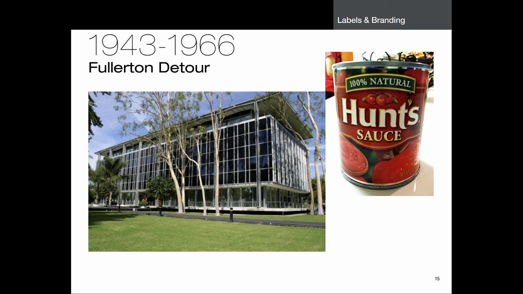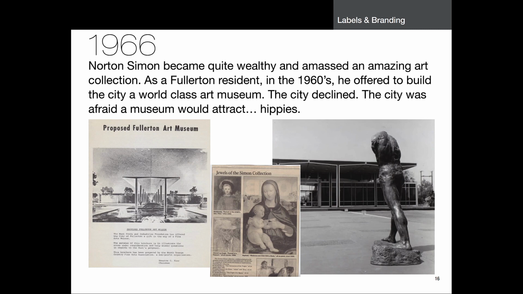It was such a huge operation that Norton Simon hired a world-famous architect from LA, William Pereira, to design this whole campus, which is still standing in West Fullerton. Through Hunt Foods and other companies he owned, Norton Simon became quite wealthy, and with his wealth, he amassed an amazing art collection. Back in the day, had you gone to the Hunt campus in West Fullerton, you would see a Rembrandt hanging in the lobby, and you would see Rodin sculptures out in the plaza.